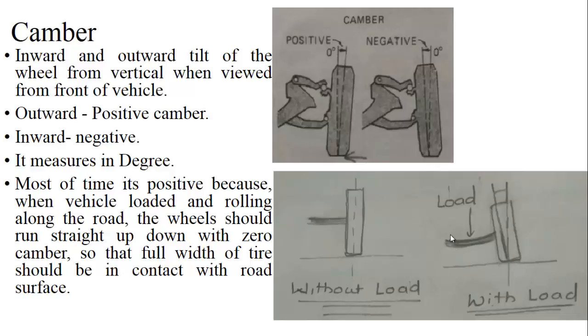So this is not a good sign. To avoid this, we provide the positive camber. With the positive camber, whenever we load the vehicle, the wheel will tilt to the straight up and down position, and as a result the whole width of a tire will be in contact with the road surface. So this is why we provide the camber.